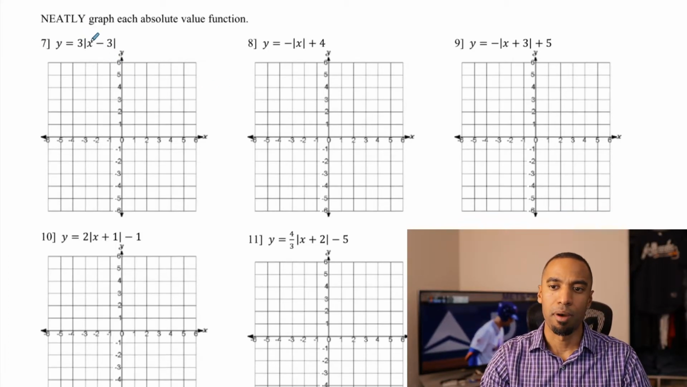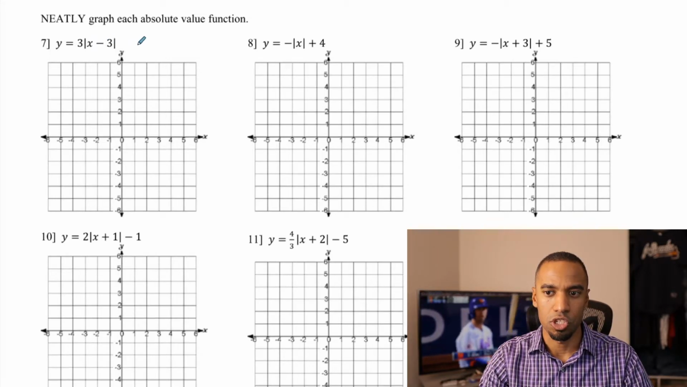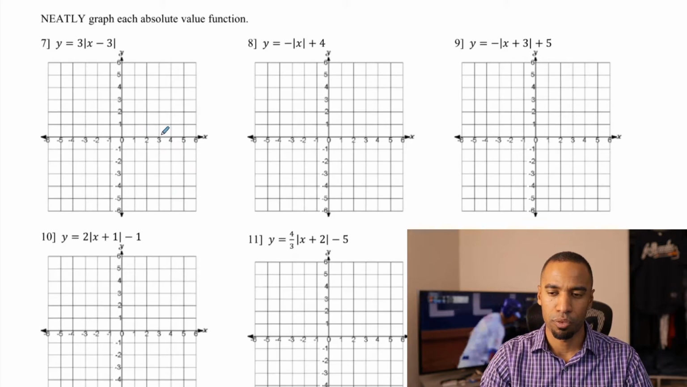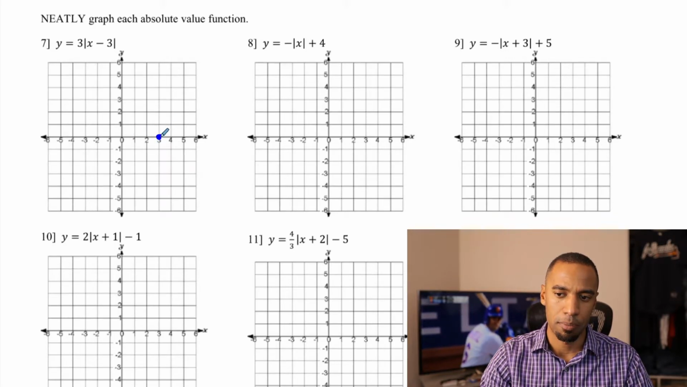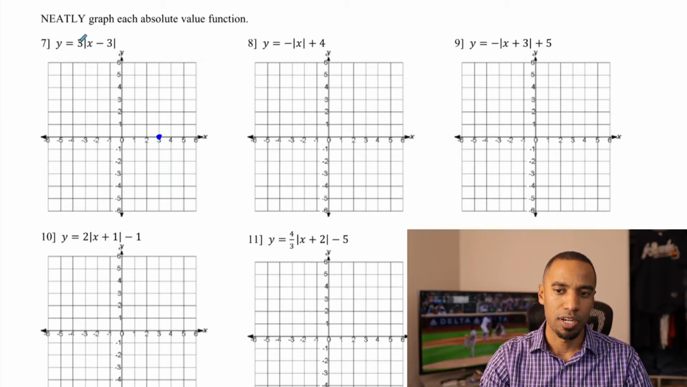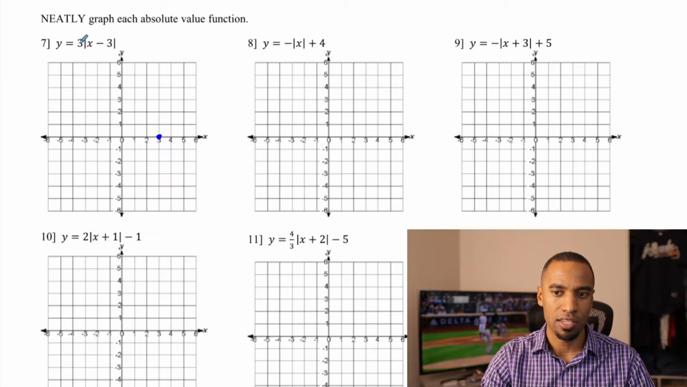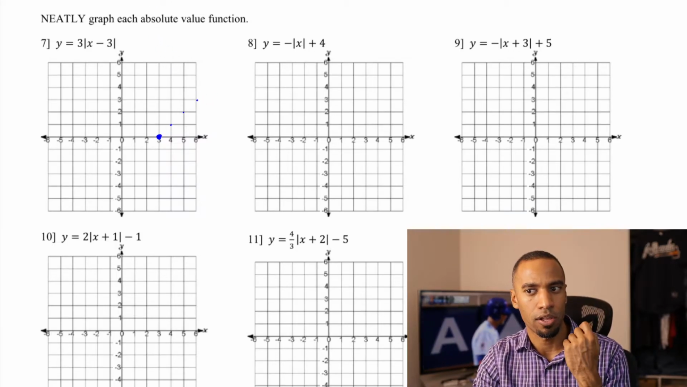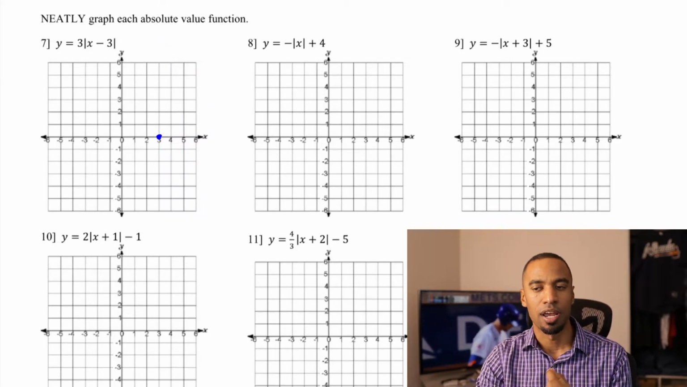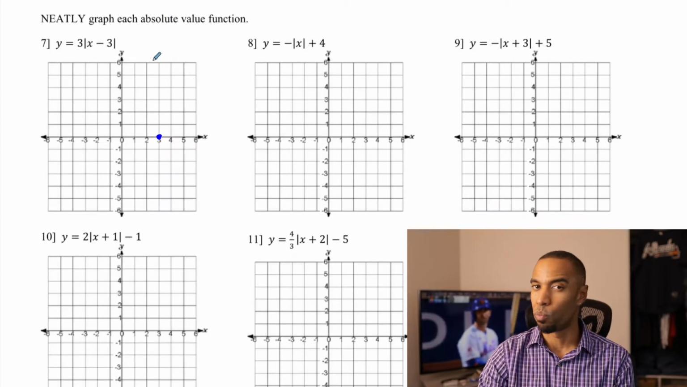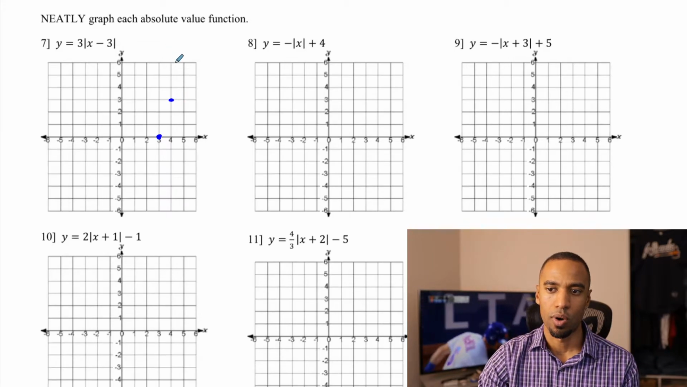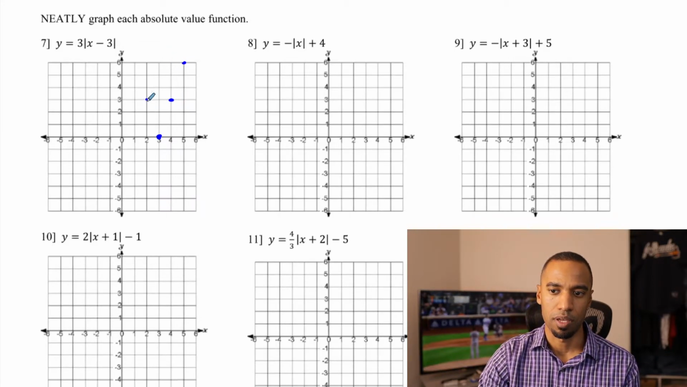So here we go. My vertex is at 3, 0. Remember, flip 3. Translate 3 units to the right, 0 units up or down. There's the vertex. Positive means we open upward. We rise 3, run 1. As opposed to the up 1 over 1 here, we're going to triple our heights. That's why we call it a vertical stretch factor. Every rise gets tripled. We run 1 still, but we rise 3. Rise 3, run 1. And do the same thing on the other side.